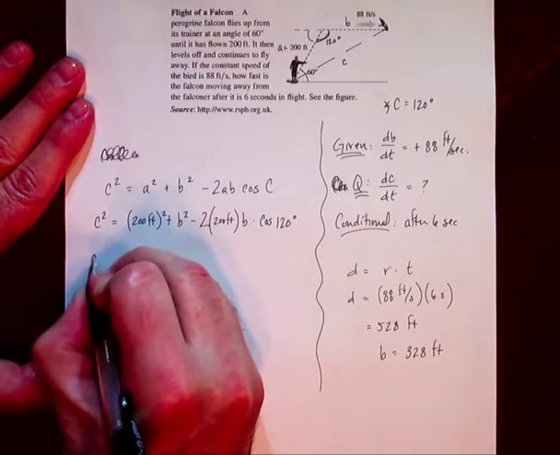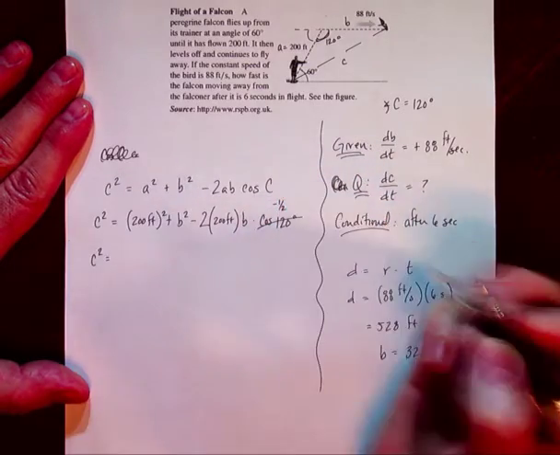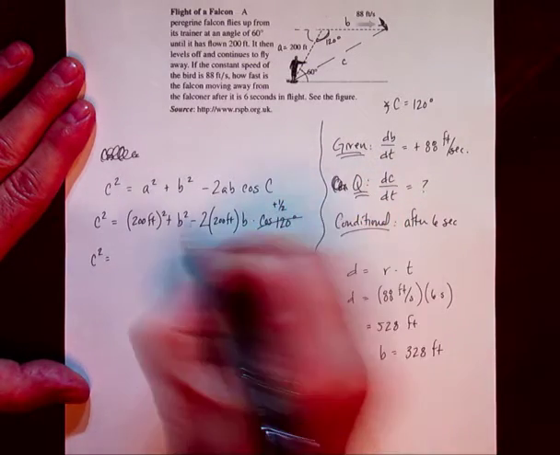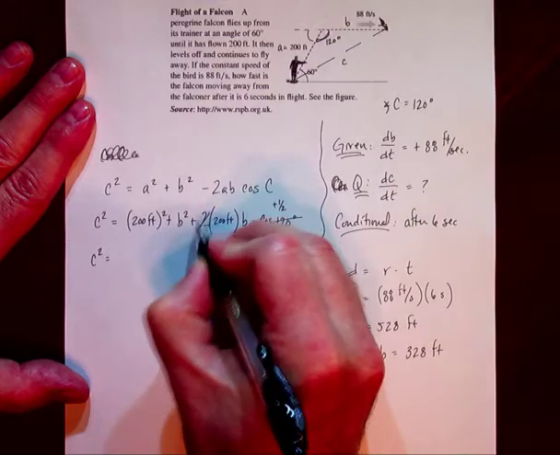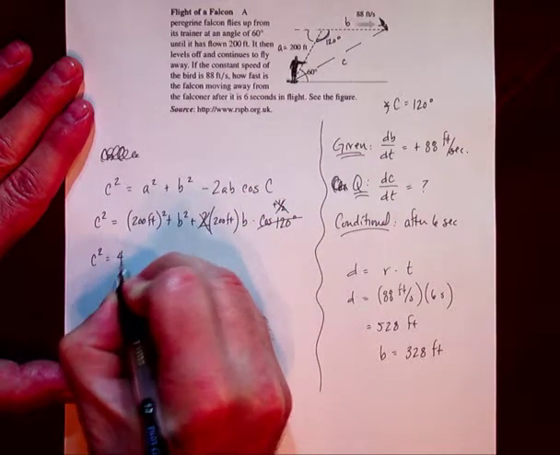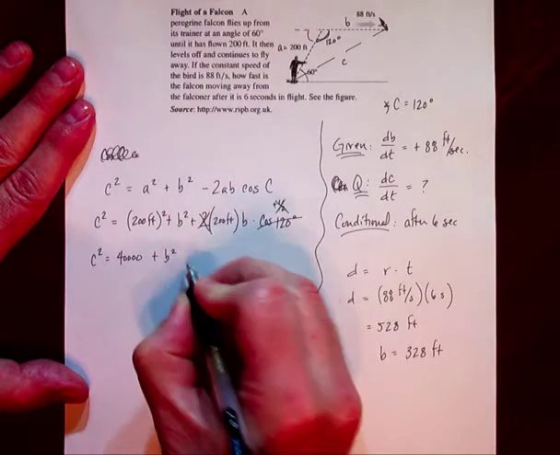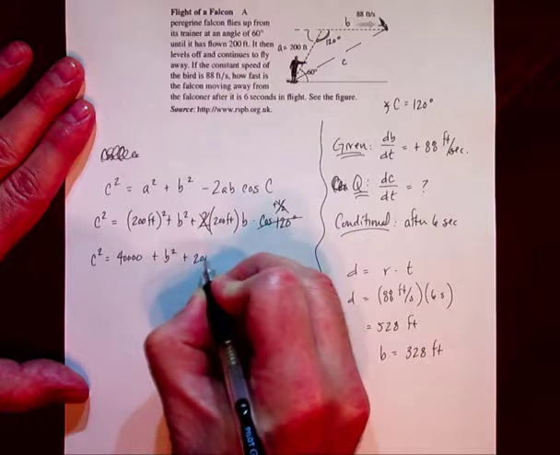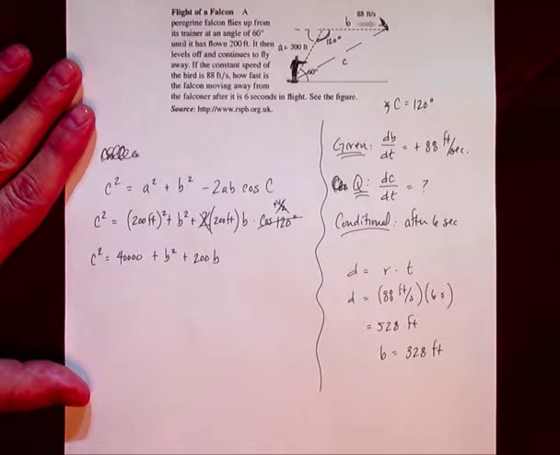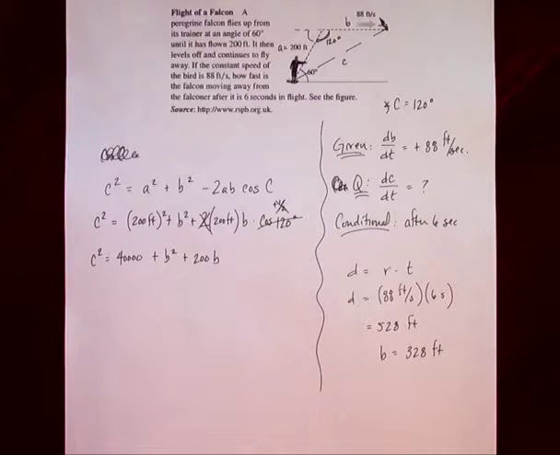So let's go ahead and simplify this a little bit. Since that's negative 1/2, that negative is going to cancel with this negative. That 2 is going to cancel with that 1/2. And what I'm left with here is 40,000 plus b squared plus 200b. Now I simply have a relationship between b and c.